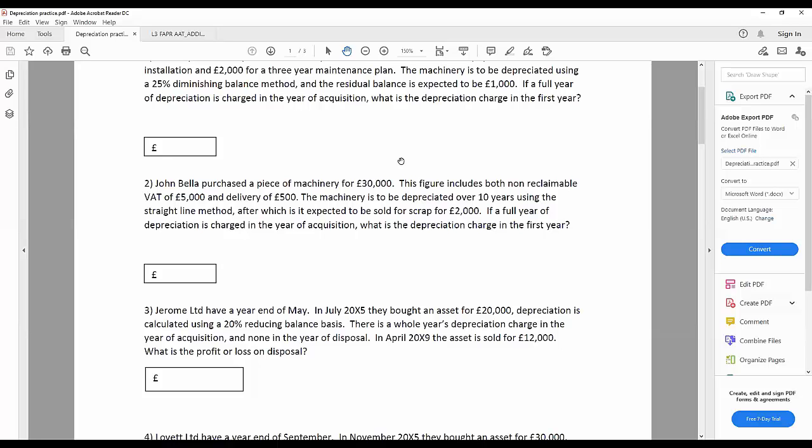And then again, we've been told that we've purchased the machinery for £30,000, but we've been given another couple of figures. So we've been told that we have non-reclaimable VAT of £5,000 and a delivery of £500. So the question I'd like to ask you now is, we've looked at the last question where we've added a cost on. So why have we not added these costs on?